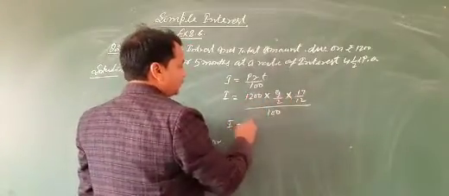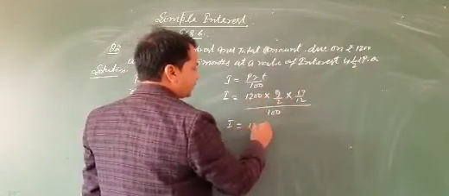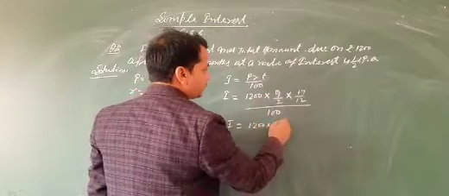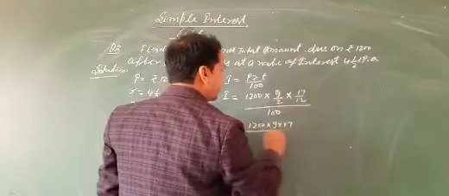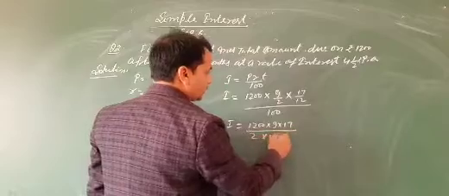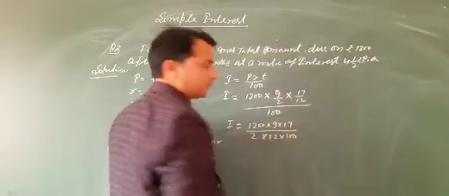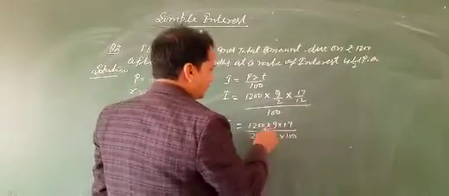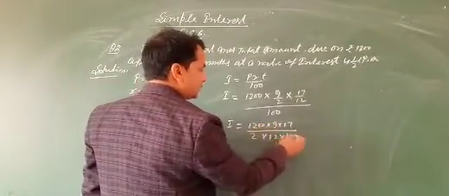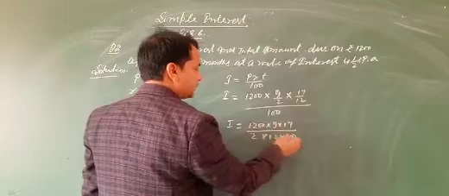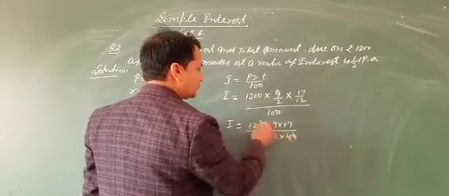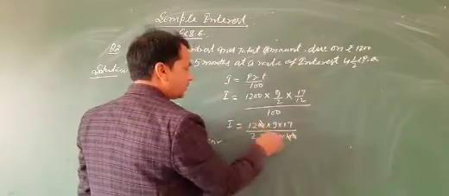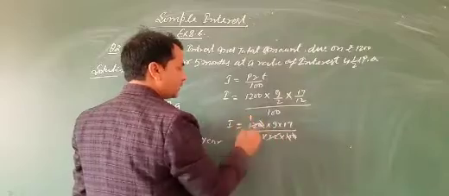So we can write here 1200 into 9 into 17 by 2 into 12 into 100. Now 1200, the two 0s cancel with the two 0s. Then 12 divided by 12, that is 1.